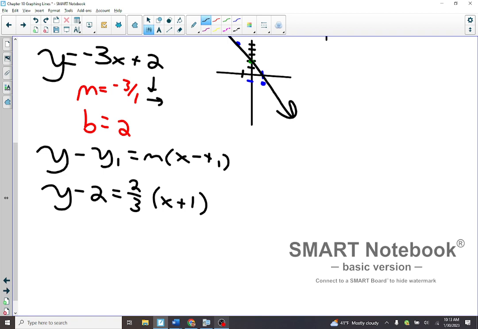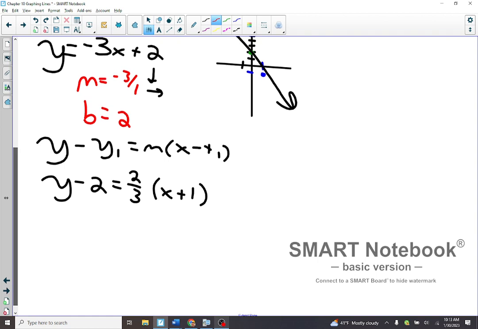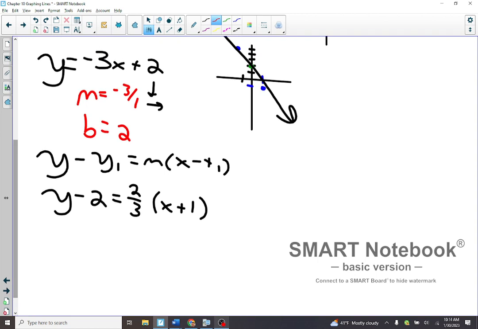Are you talking about the graph in general? For the graph, did you go up the negative 3? Because it's negative 3, I put the green dot at 2 because I went up 2. And then this is negative 3, 1, so that tells me down and right. And this one, are you going to distribute?